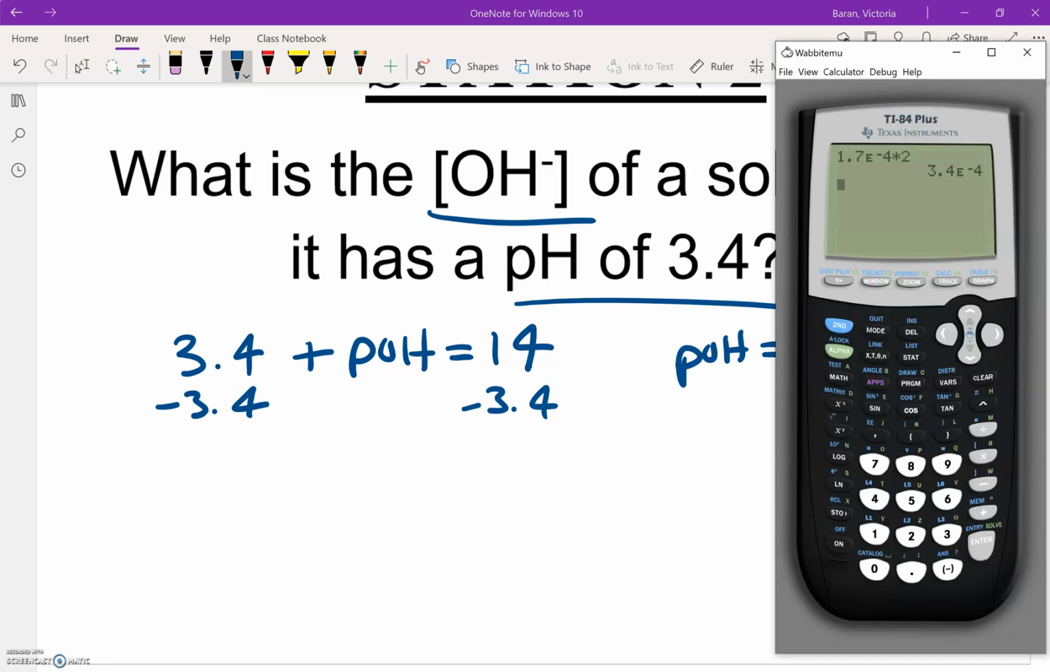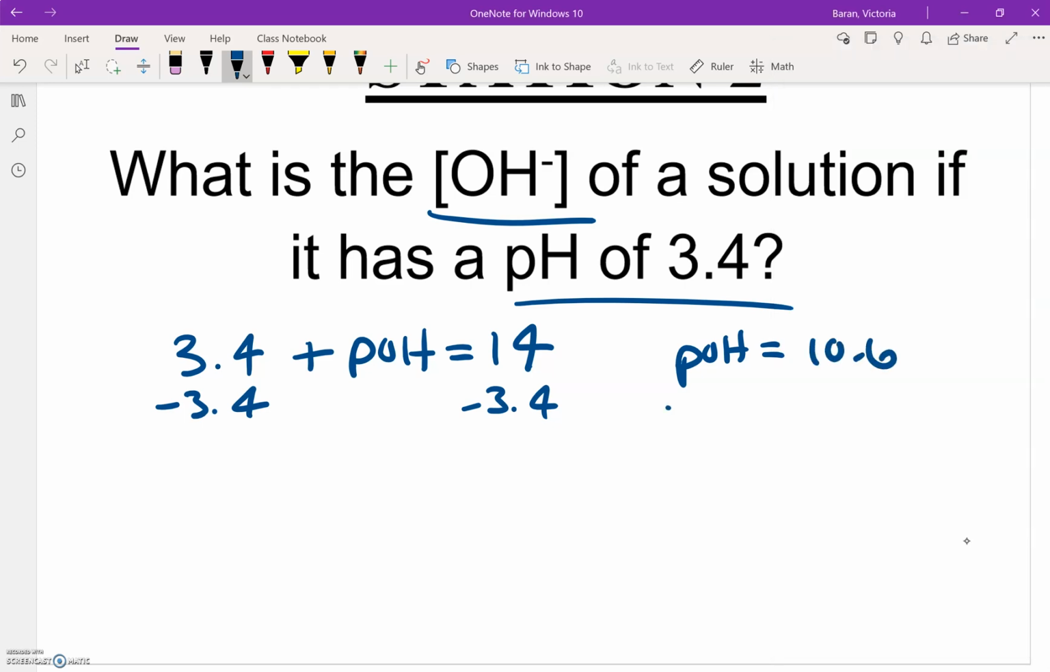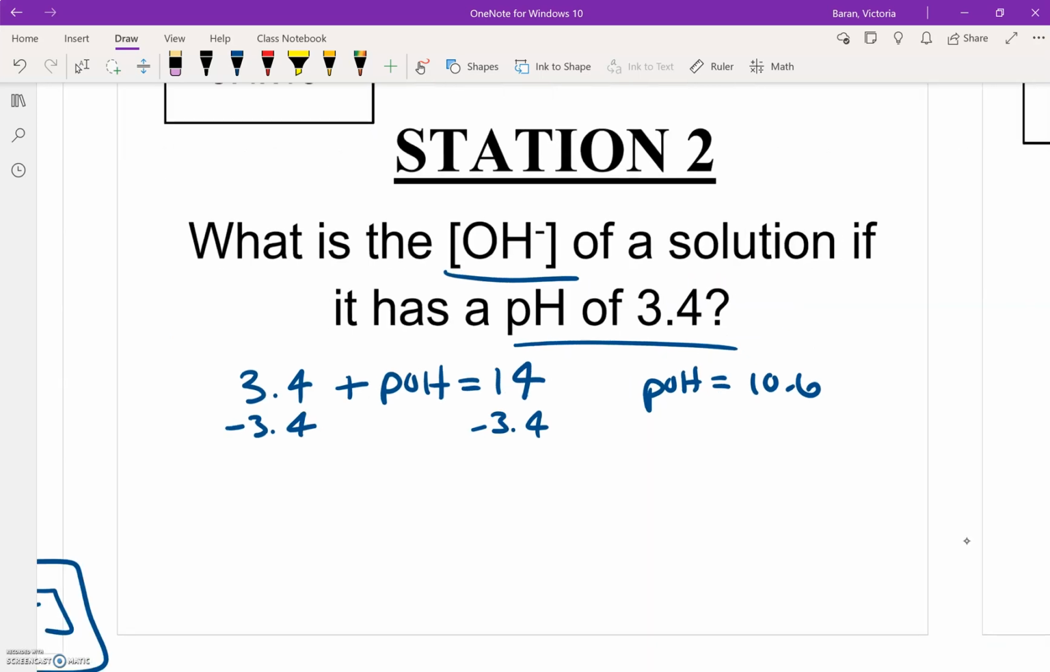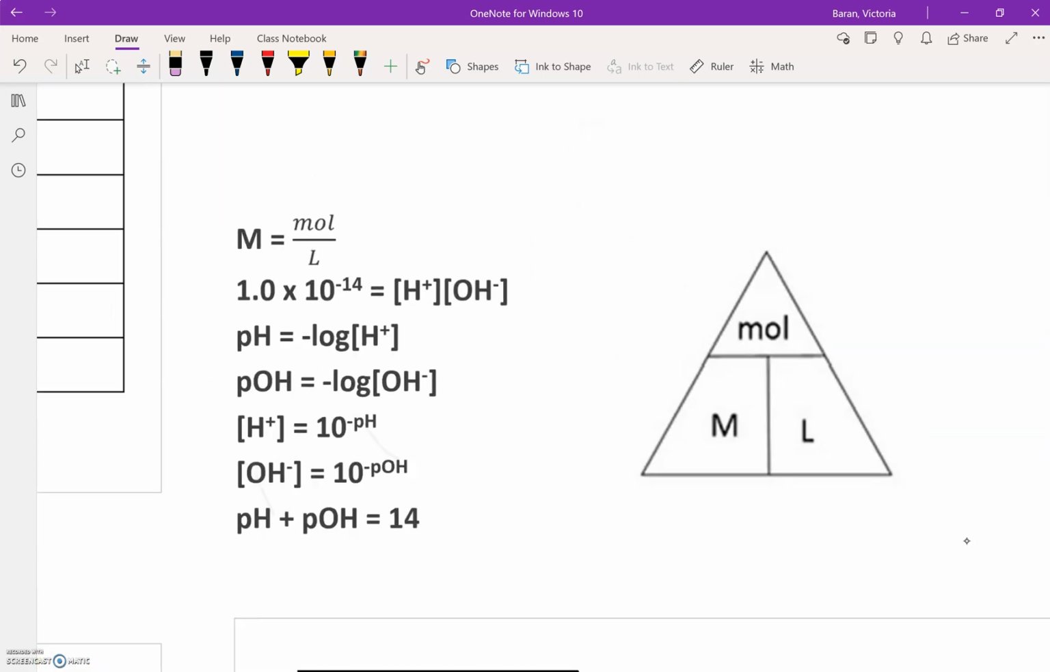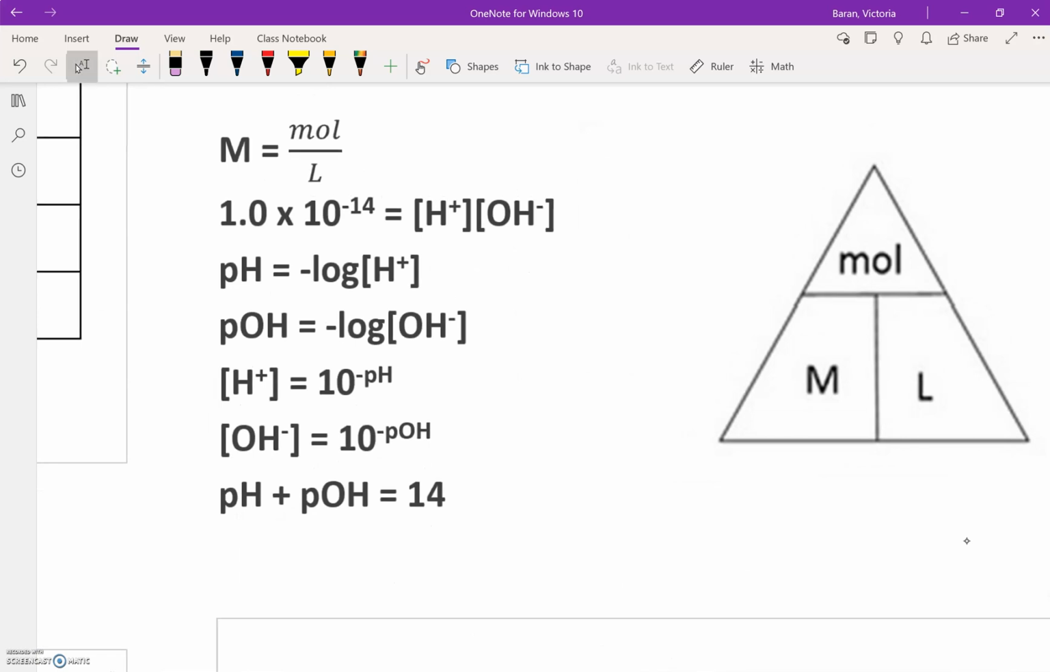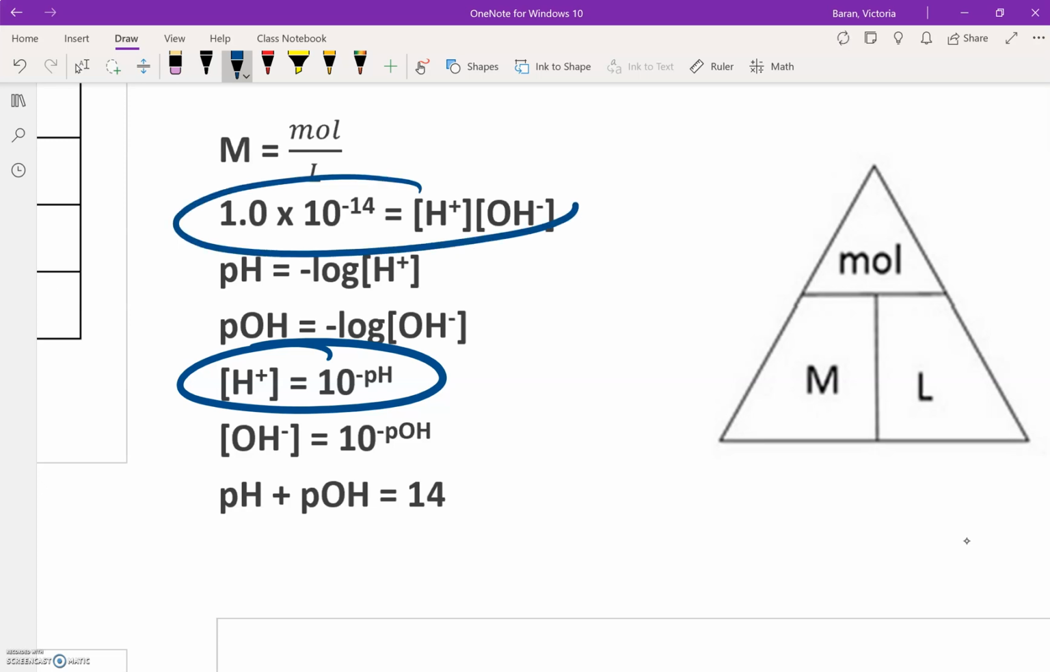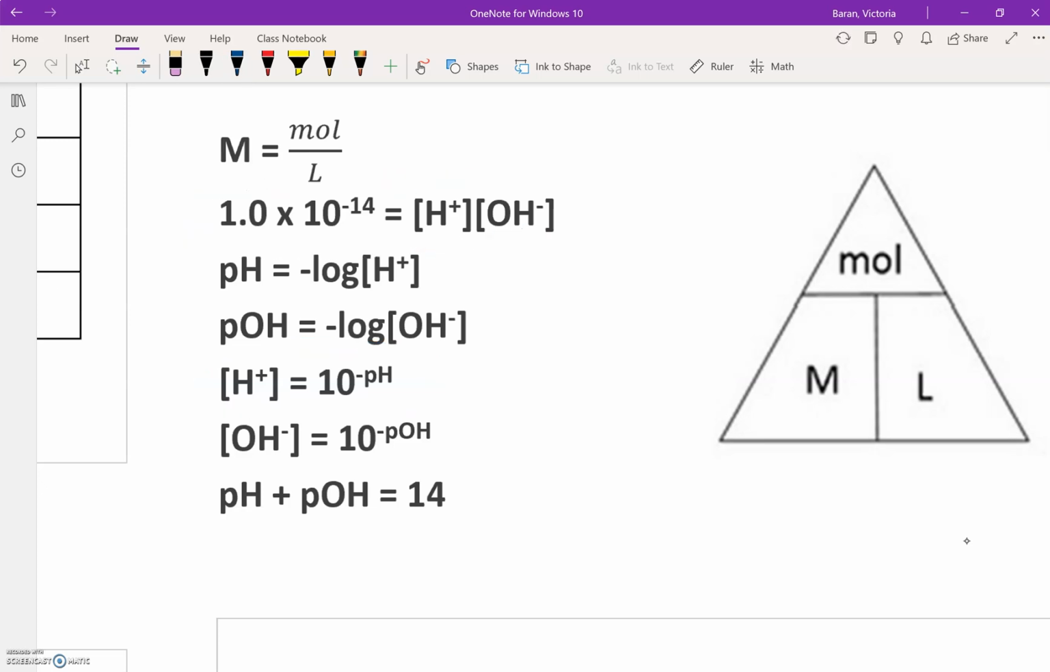Okay, so we're going to do 14 minus 3.4. We're going to get 10.6. Now, the reason I have to do this is because if you look here at our equations, they gave me pH. Technically, you could have also used this equation to start with to find the H plus concentration. And then you could have used this equation to find the OH minus concentration.